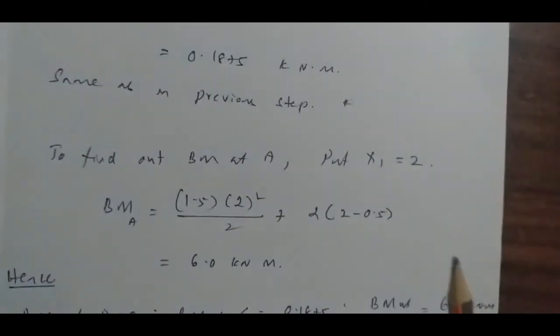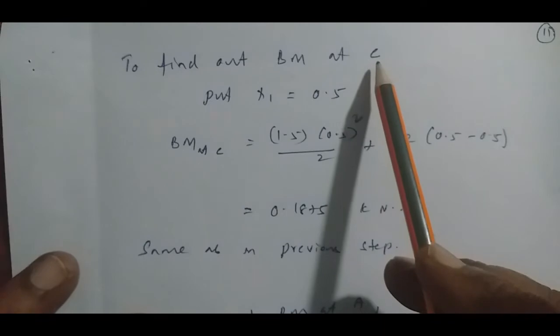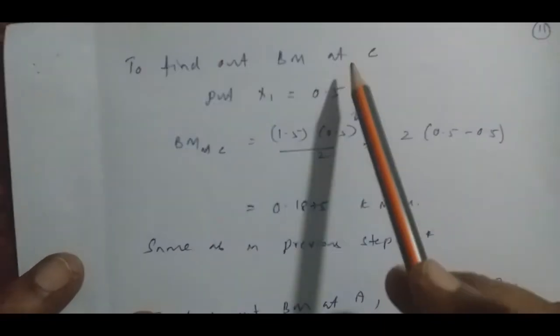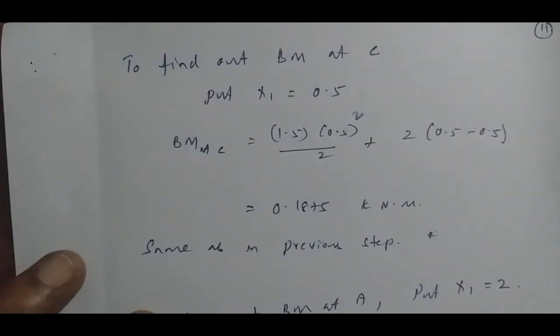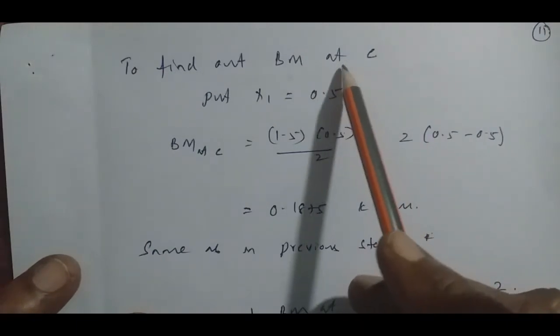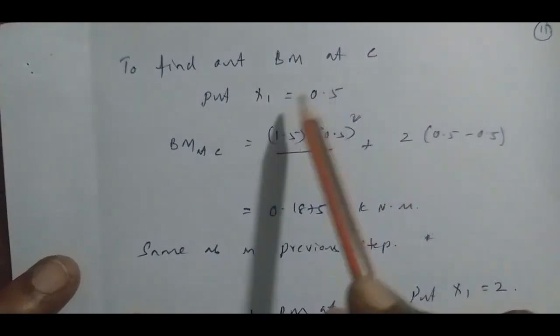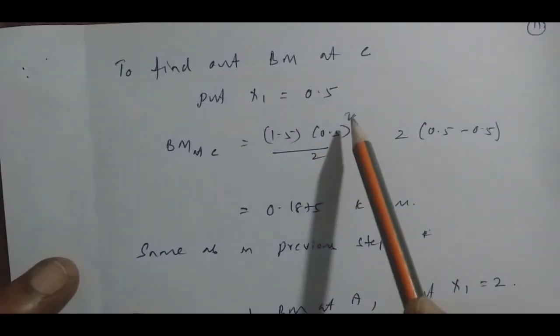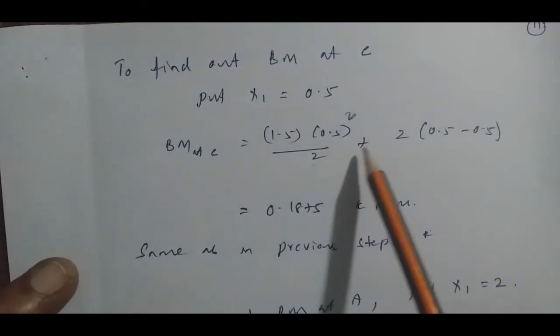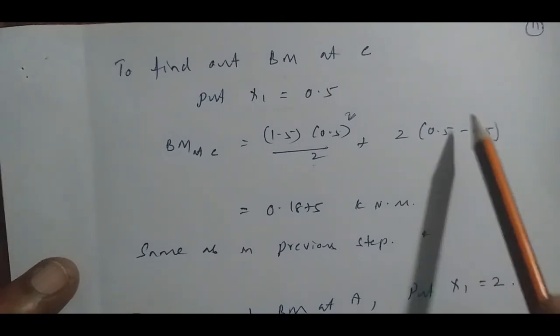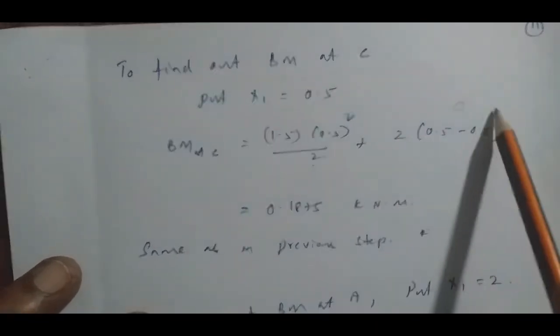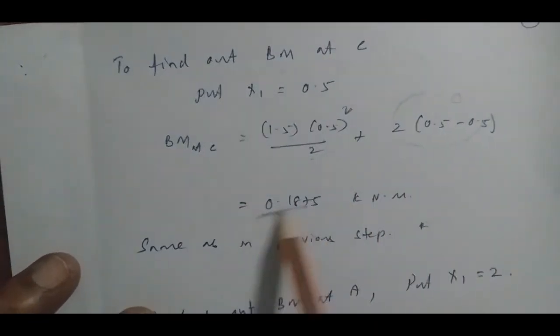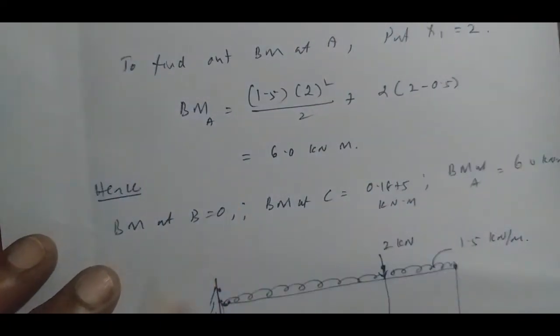Now let us check the bending moment at C once again, since we have already calculated it. In this section also, find the bending moment at C by putting x1 is equal to 0.5. 1.5 into 0.5 square by 2 plus 2 into 0.5 minus 0.5, this will become 0. So we are getting the same answer, so it is okay.